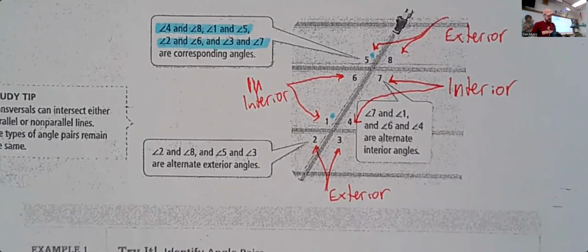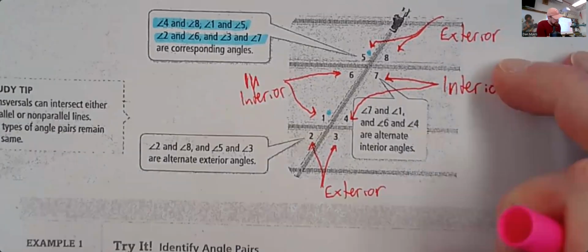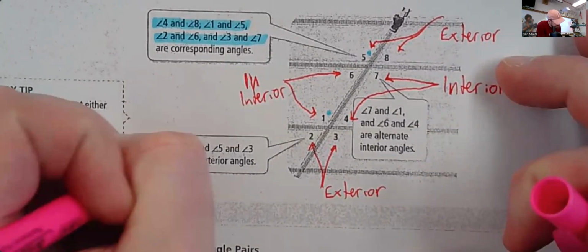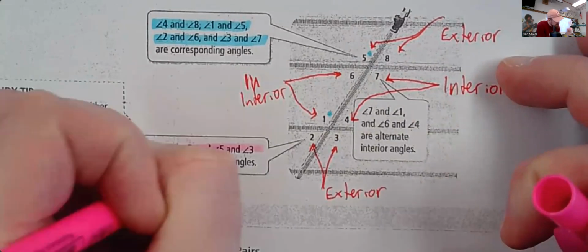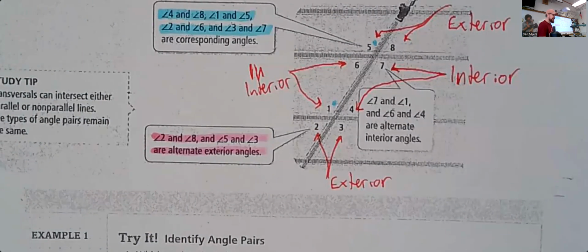Other types, we have 2 and 8, 5 and 3 are alternate exterior angles. What do you think it means by alternate exterior angles? They're both exterior, okay. And what do you think it means by alternate? It says 2 and 8 and 5 and 3. So I'm going to highlight 2 and 8.